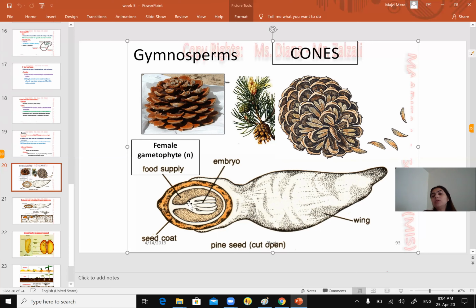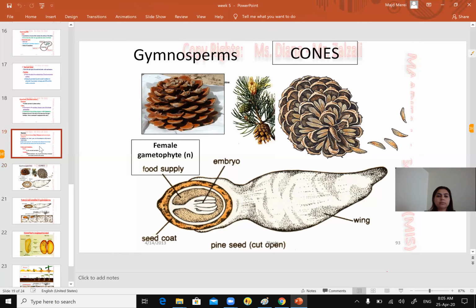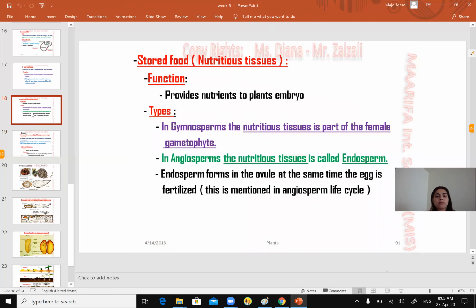In angiosperms, we said that double fertilization, formation of a triploid cell, is a unique feature for angiosperms, okay? Not for gymnosperms. So the third part, the nutritious part actually, is a female gametophyte. The female gametophyte here serves as the food supply. Therefore, the nutritious tissue in gymnosperms is part of the female gametophyte.